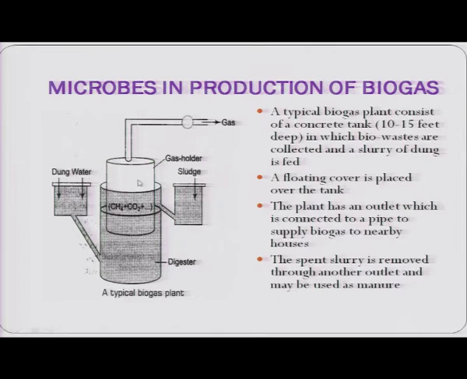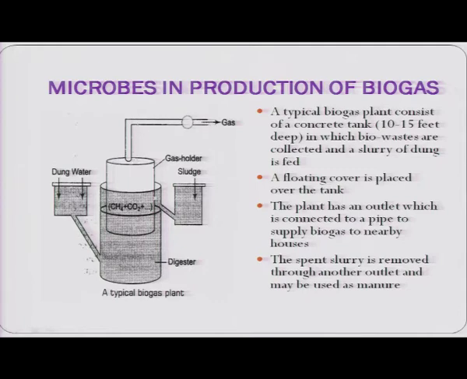There is a floating cover over the tank. Whenever the amount of biogas increases, the floating cover will move up, indicating that a considerable amount of biogas has been produced, which can be further released out through this outlet pipe.